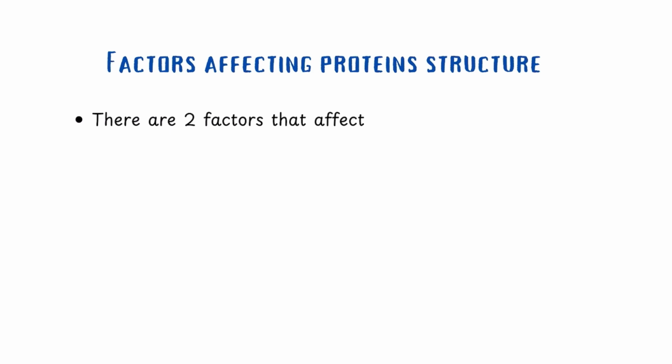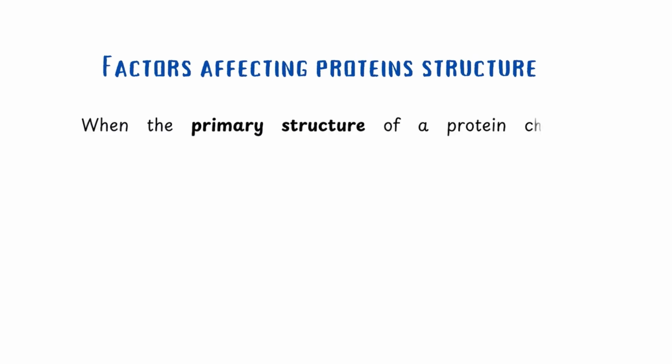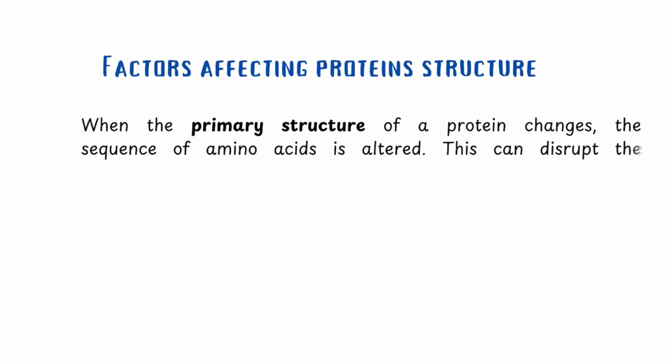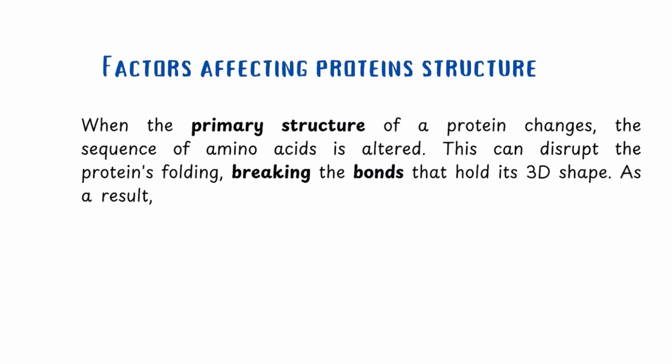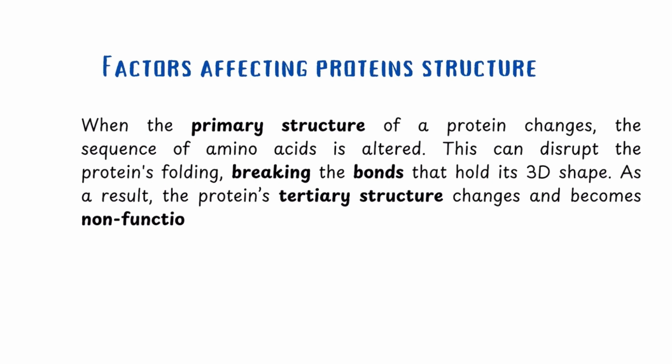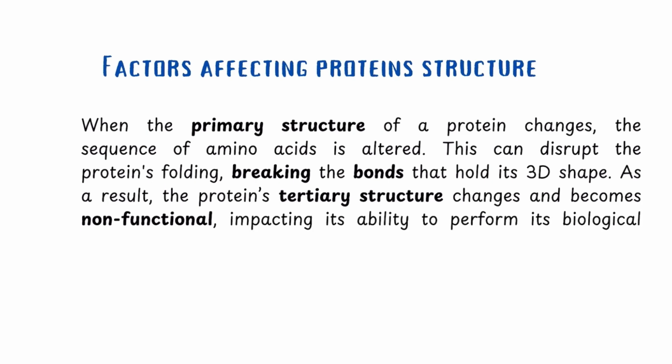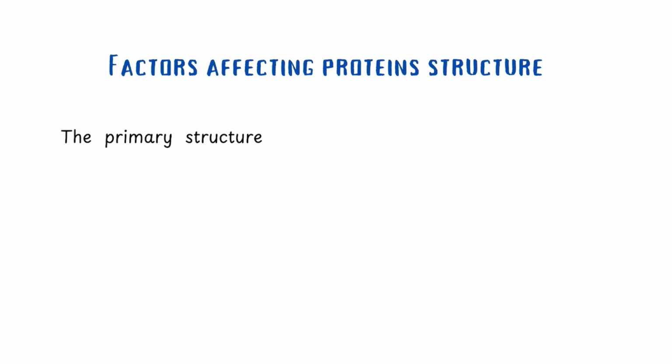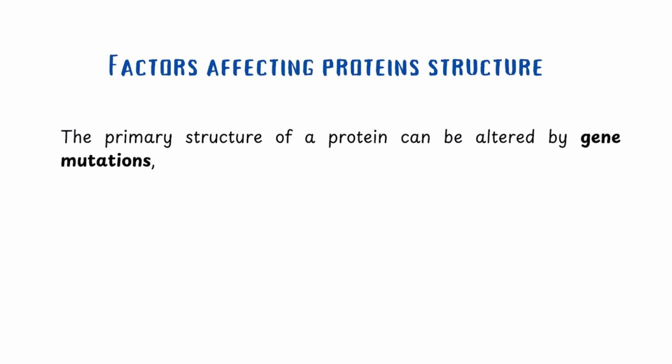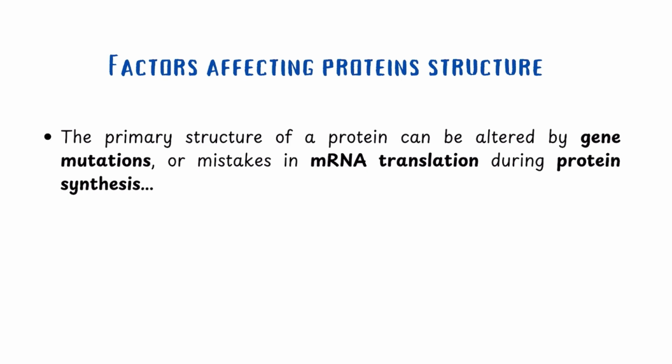There are 2 factors that affect protein structure: the primary structure and pH. When the primary structure of a protein changes, the sequence of amino acids is altered. This can disrupt the protein's folding, breaking the bonds that hold its 3D shape. As a result, the protein's tertiary structure changes and becomes non-functional, impacting its ability to perform its biological role. The primary structure of a protein can be altered by gene mutations or mistakes in mRNA translation during protein synthesis.